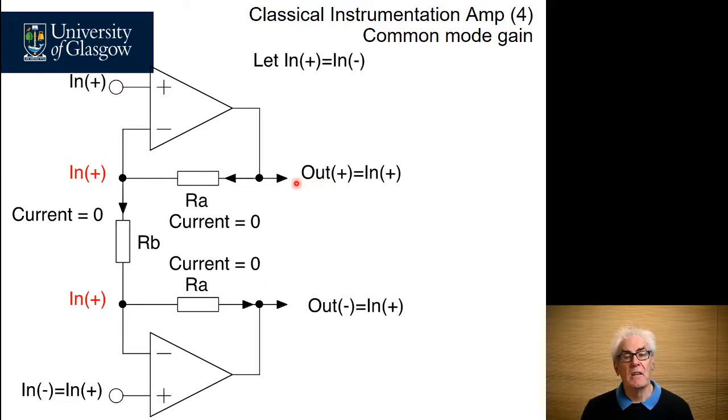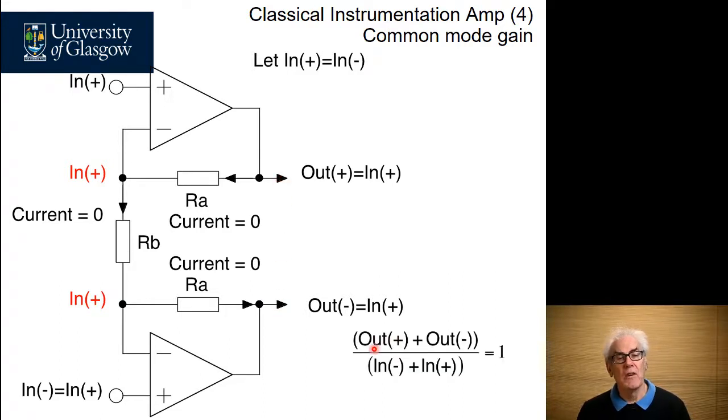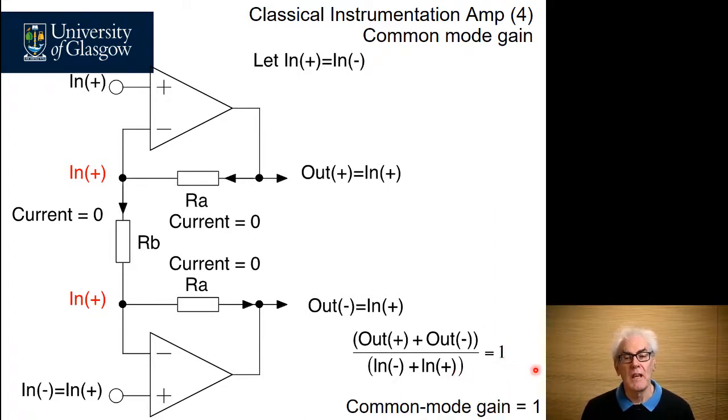The output signal at output plus must equal the input signal at input plus, and the output signal at output minus must also equal the same voltage as well. There is no differential output voltage appearing between here and here. If we look at the common mode gain, which is the output plus the output minus, and compare it with the input common mode gain in a signal, we end up with a common mode gain here of times 1.